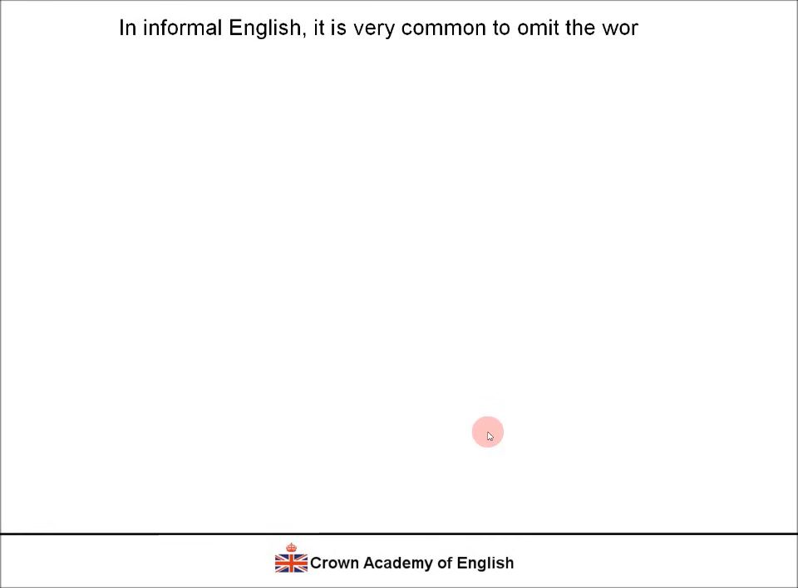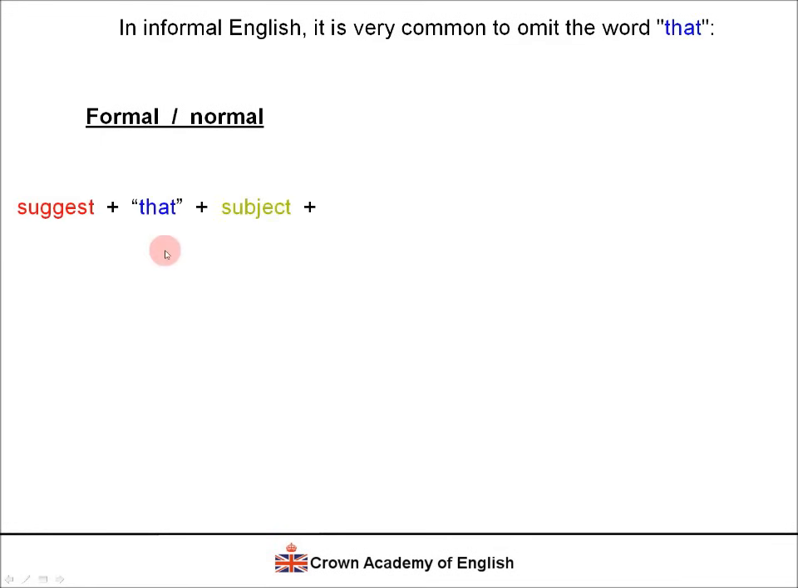And very important, in informal English, it is very common to omit the word that. To omit means to miss out, to not use the word that. So, as we have already seen, normally we write suggest plus that plus subject plus verb. This is the normal that clause. Example, I suggest that you drive. Okay, so this is what I have already explained to you.